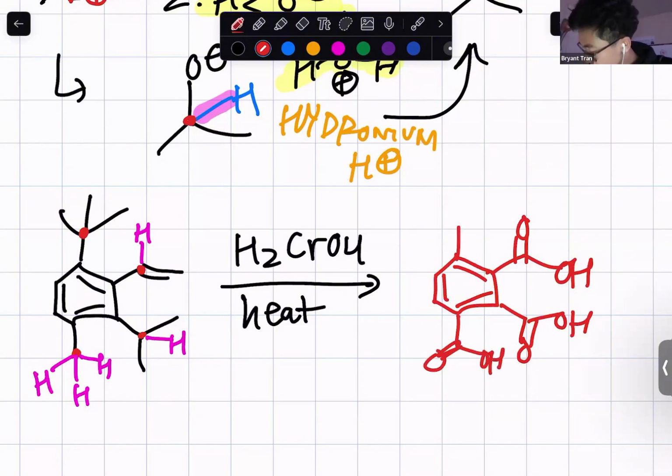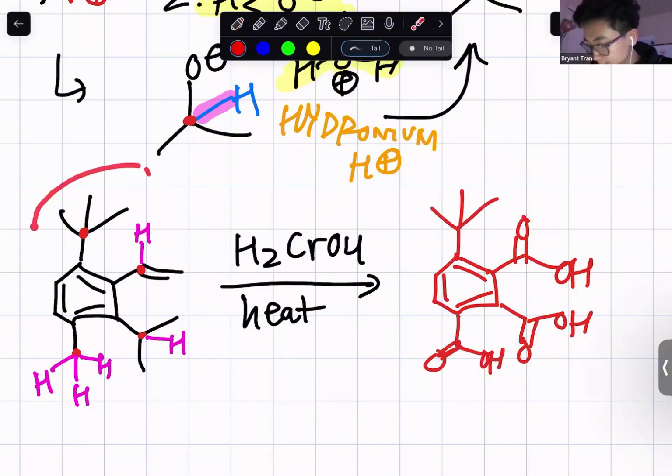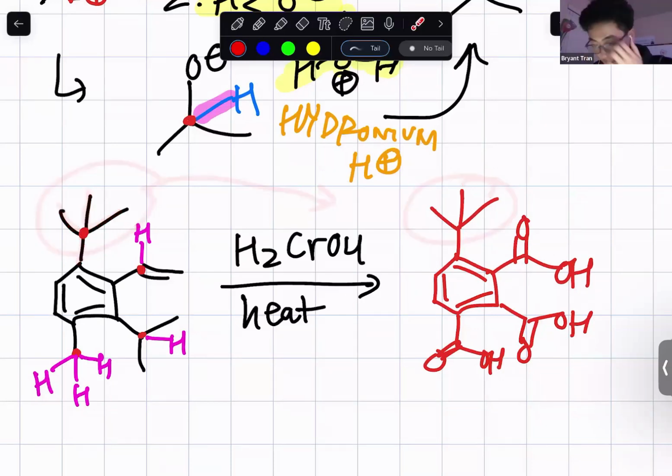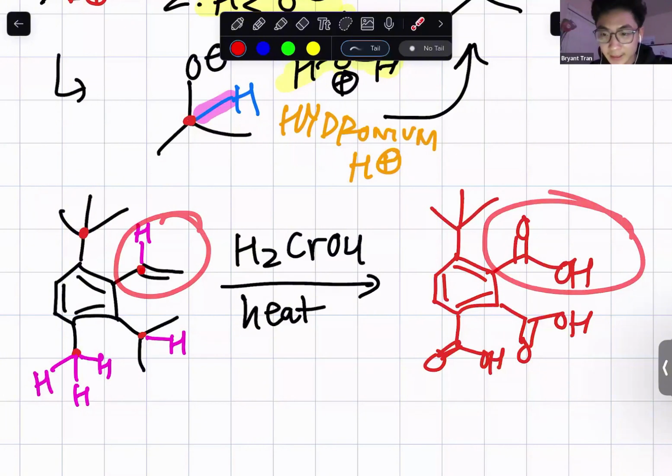Right? The tert-butyl group here has 0 hydrogens because that carbon already has 4 bonds. 1, 2, 3, 4. So there's no reaction to that tert-butyl group because there's no benzylic hydrogen there. Right? So this whole group here will also be converted to a carboxylic acid.